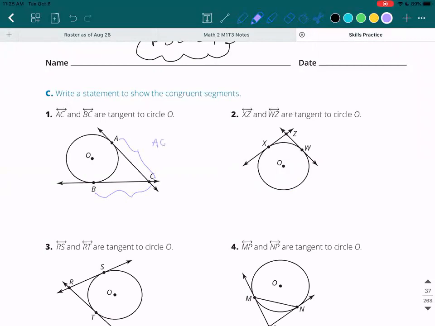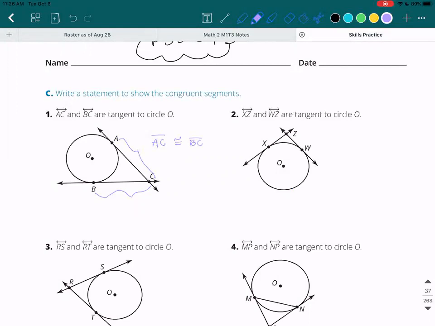AC is this first one. And you put a line on top of it without the arrows because this is a segment. The arrows mean it goes on forever, but without the arrows, it means it starts at A and it stops at C, and that's it. It doesn't keep going. So we're talking about a segment, so no arrows. AC is congruent to BC.